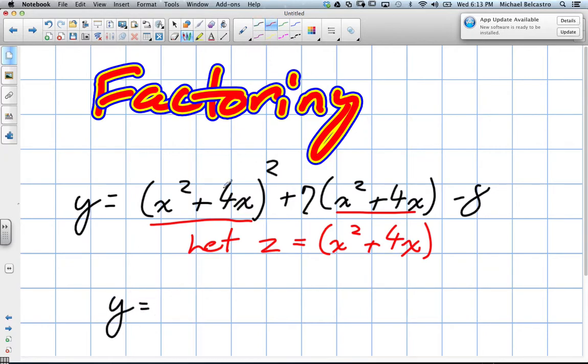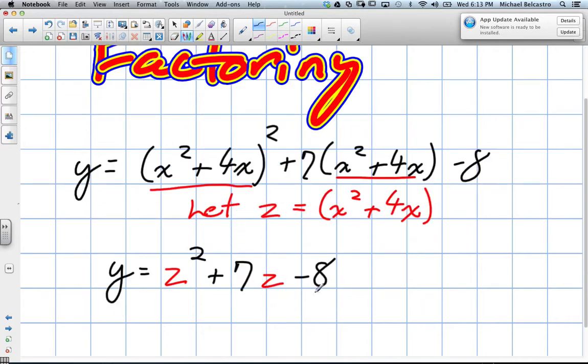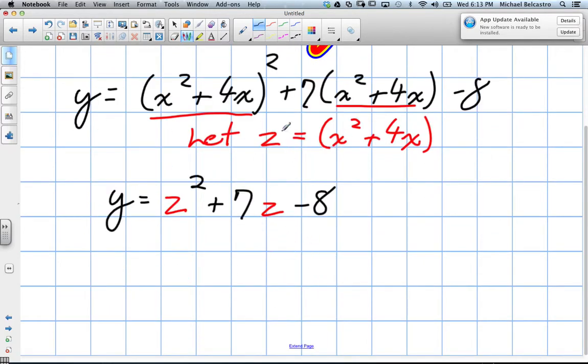So let's try this again. Y equals z. That squared still has to come down. Plus 7. We'll replace this bracket with z minus 8. Now this looks a lot more like our trinomials. And because this is a trinomial where our a value is 1, we just have to find two numbers that multiply to -8, and the same numbers have to add to +7.